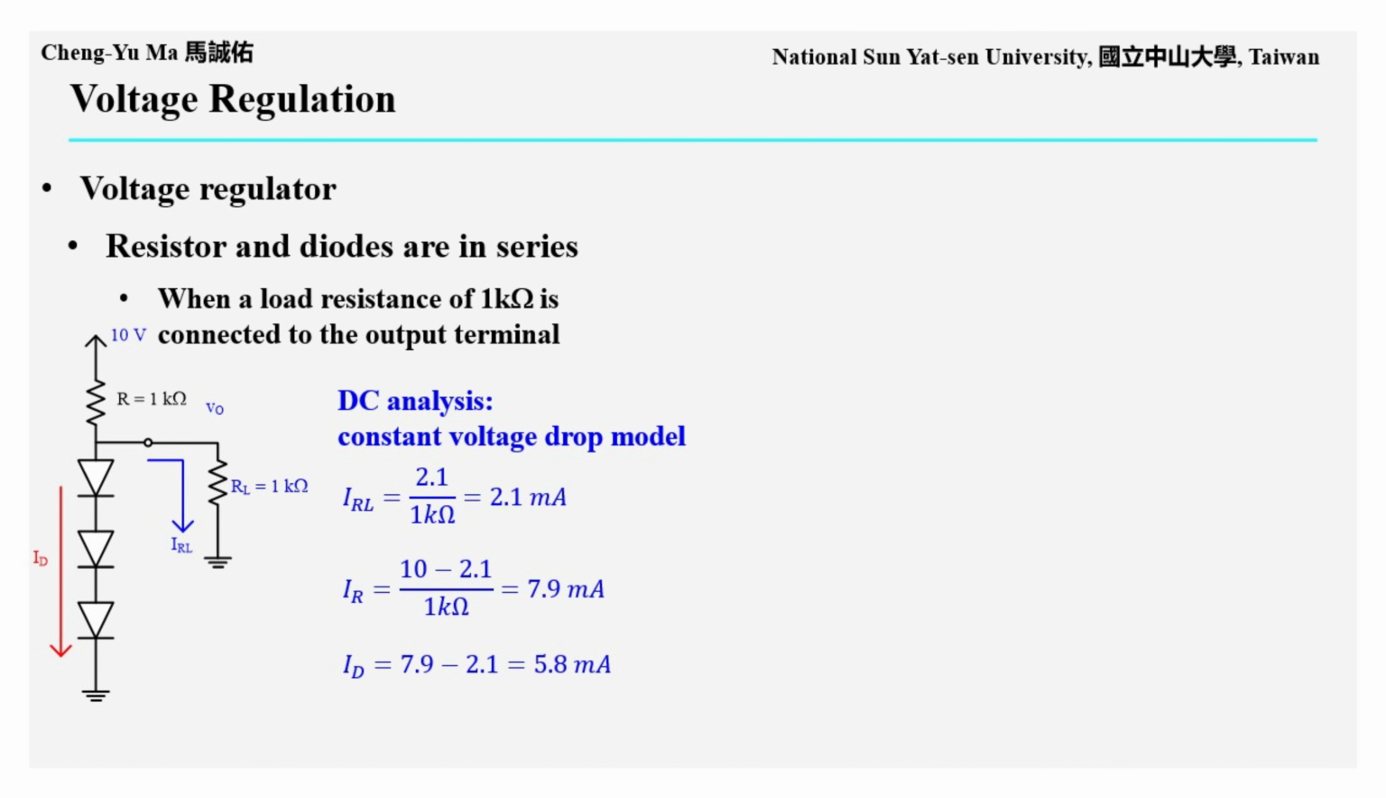The current entering the output node through resistor R is 10 volts minus 2.1 volts, all divided by 1 kilo ohm, which is 7.9 milliamps. Therefore, the current flowing through the diodes decreases to 7.9 milliamps minus 2.1 milliamps, which is 5.8 milliamps.